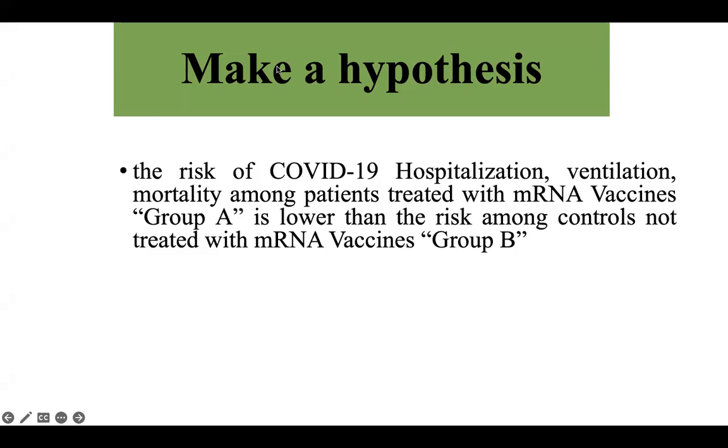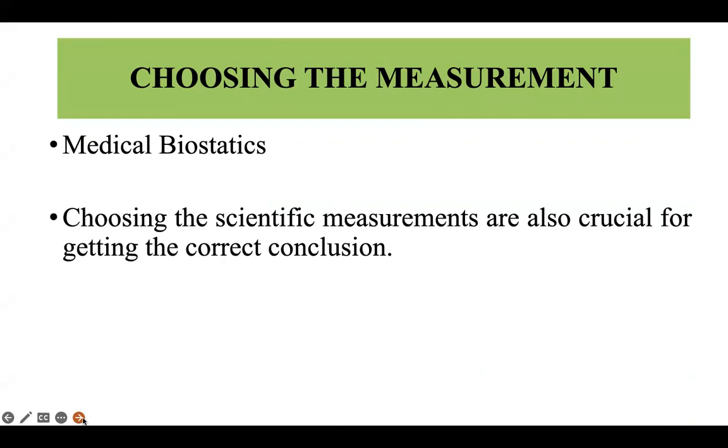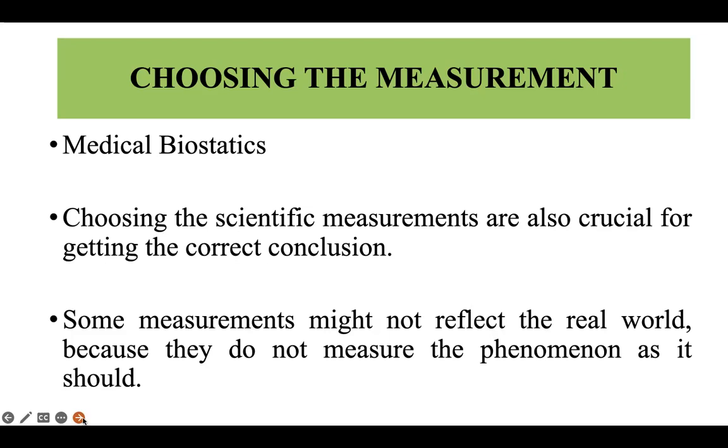Good. Okay, so another important fundamental in research is choosing the measurement. This is called medical biostatistics, because without that, you cannot draw inferential results. So that is very important. We have one module on it. Choosing the measurement is very important. For that, you again have to search your review of literature.